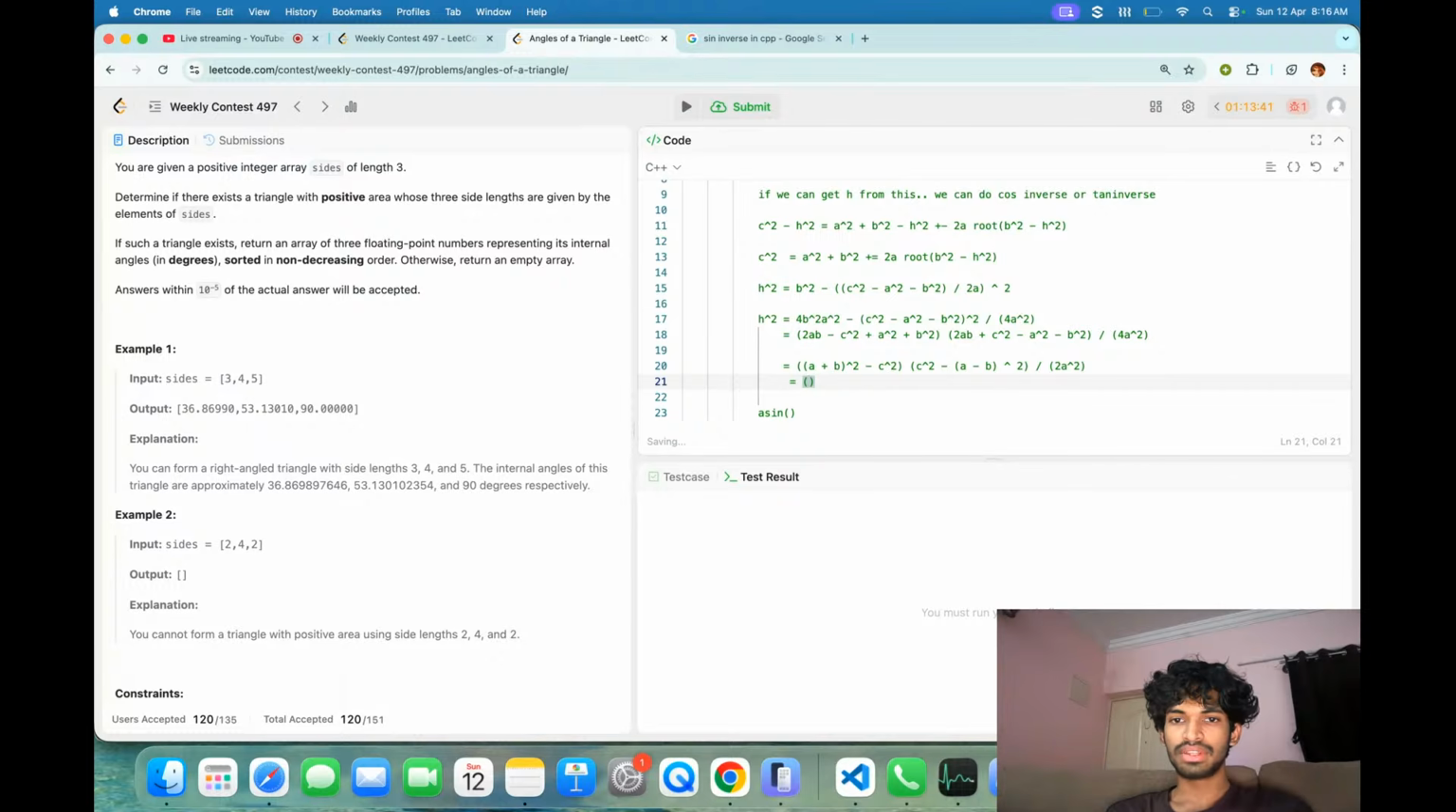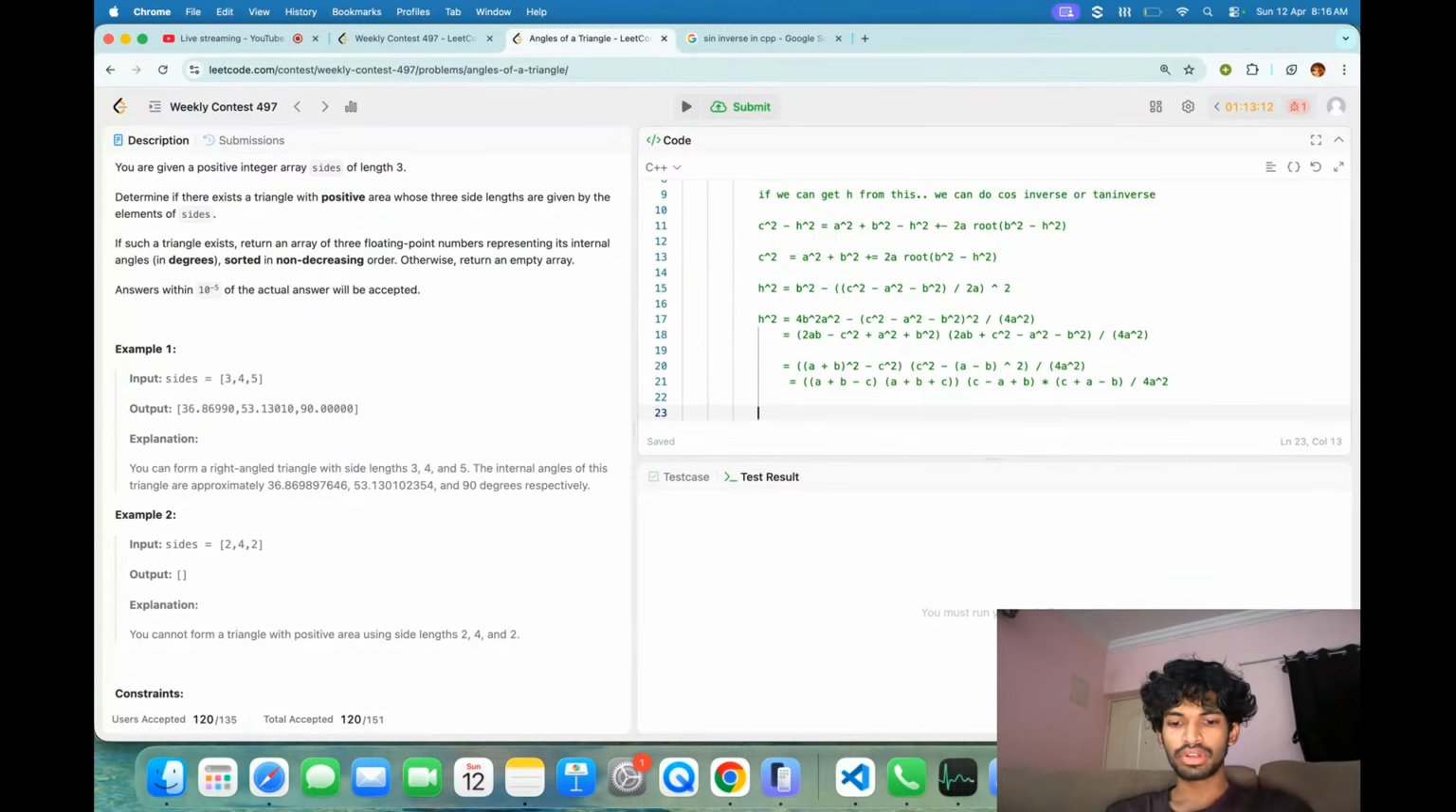And now if you split this again, a plus b minus c times a plus b plus c minus a plus b times c plus a minus b by, wait. This is 4, right? 4a square.